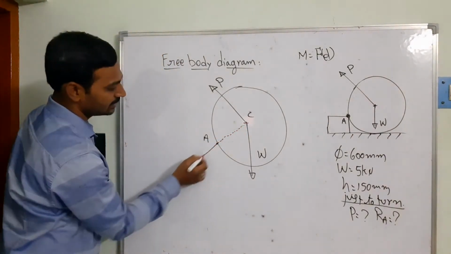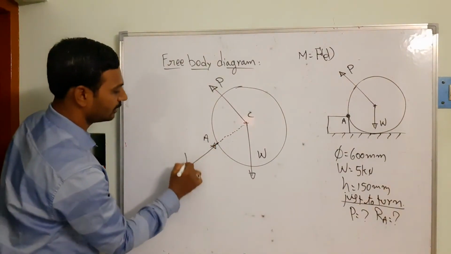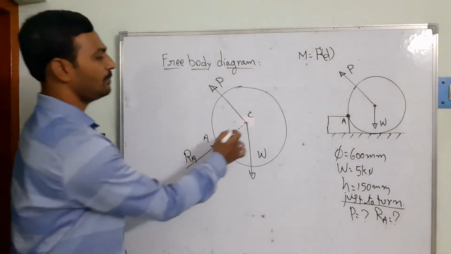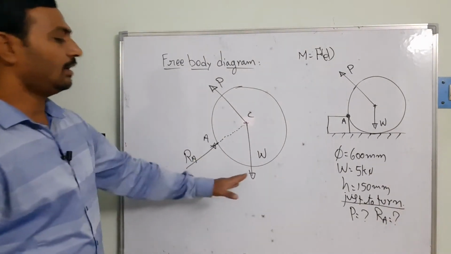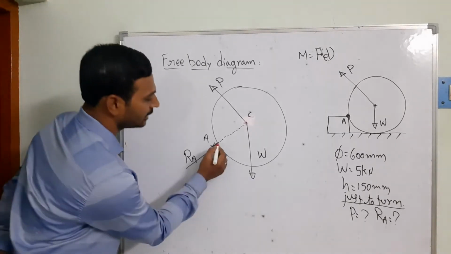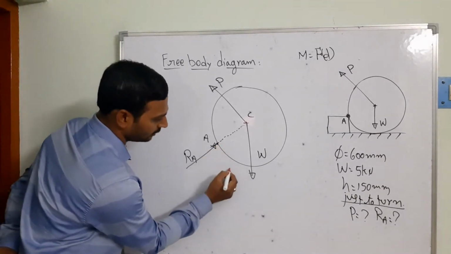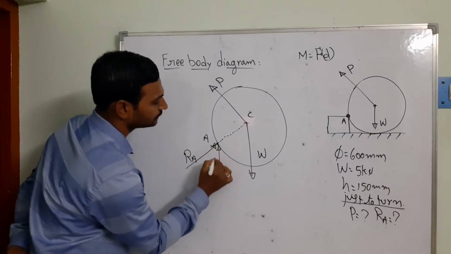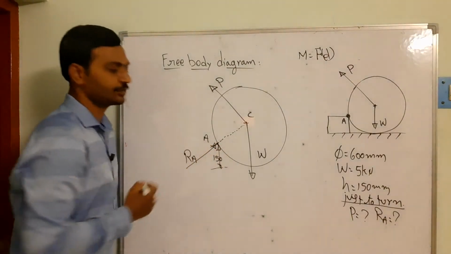This is the reaction force, which I consider to be RA, and it makes an angle with the vertical or maybe the horizontal. That we need to calculate. The height from the horizontal plane to here is 150 mm.